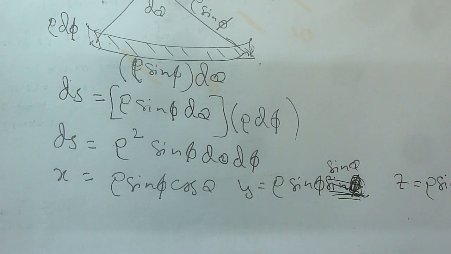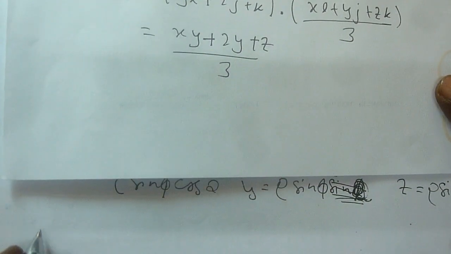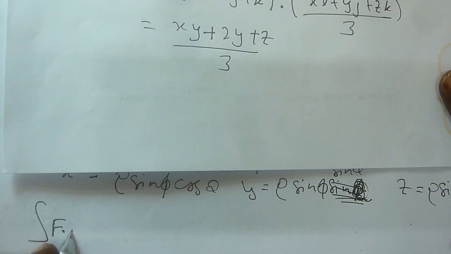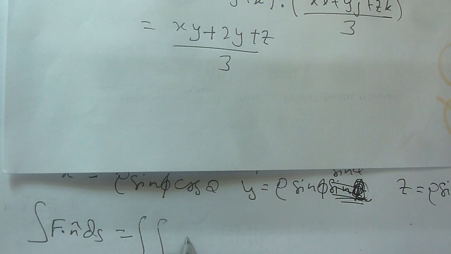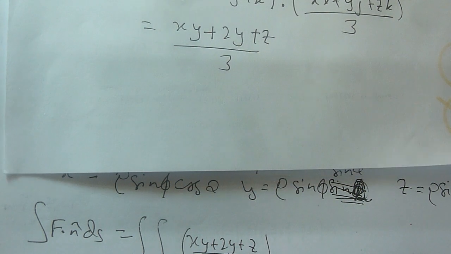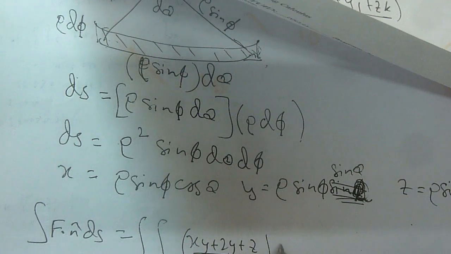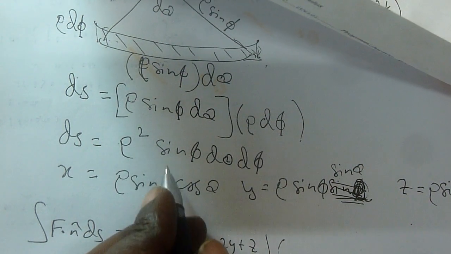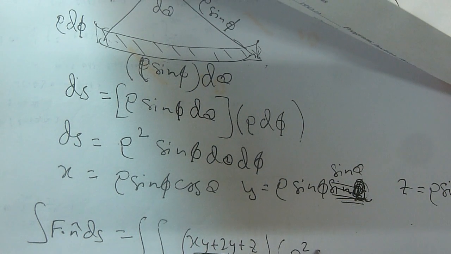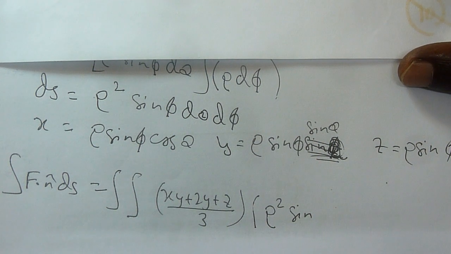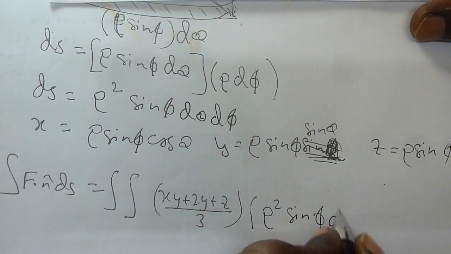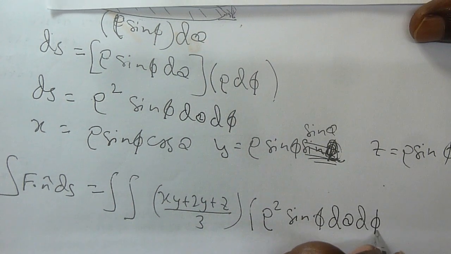This is the very long one. People don't like to see this, so I just put it here. F dot n dS, we're going to combine this. See, xy plus 2y plus z, a very huge one. And dS is ρ² sin φ dθ dφ.